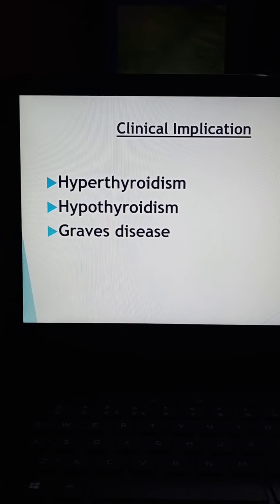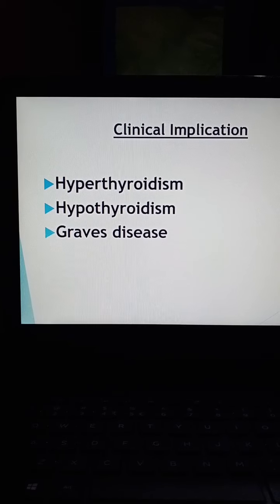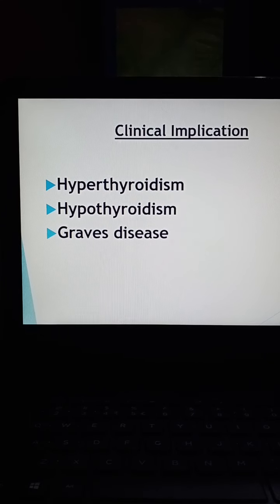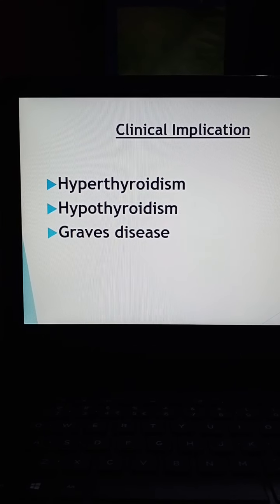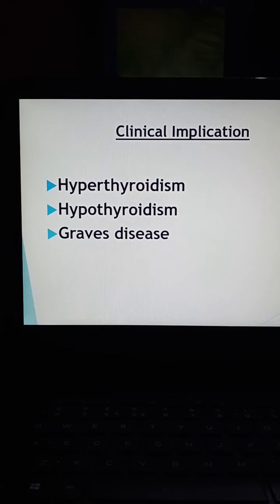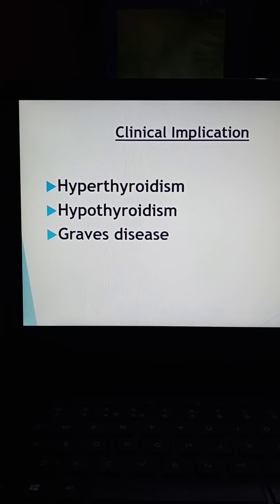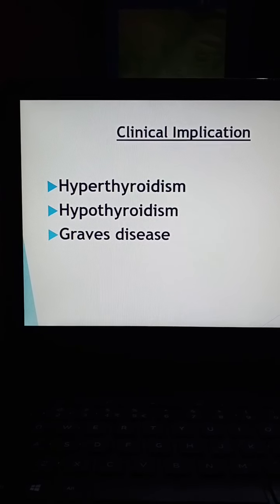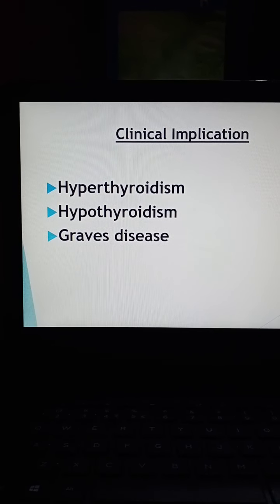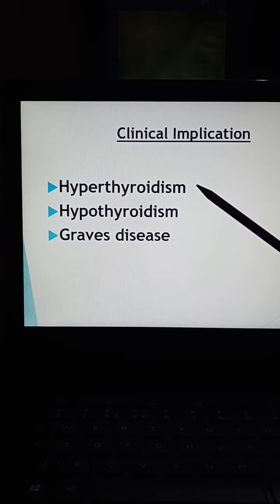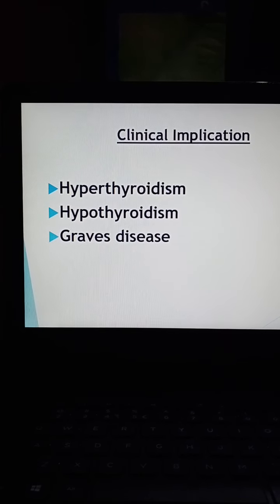rate of the body, and the person having this disease is very lean, eating more than normal, drinking water more than normal, so many activities, or the complete metabolic activity of the body, is increased in hyperthyroidism. Now the next condition is hypothyroidism.